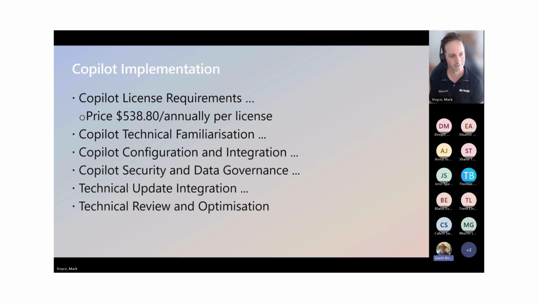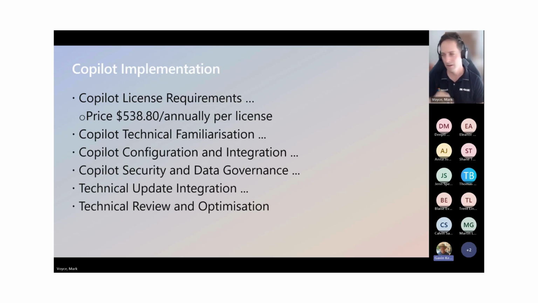Now, there are a couple of things with Copilot as far as requirements, and Mark touched upon them briefly. First of all is the price. It works out to be $538.80 per license, and that's an annual price. Unfortunately, they quoted in monthly, but it is paid all upfront. So it's an annual commitment paid annually. So the price per license is $538.80.